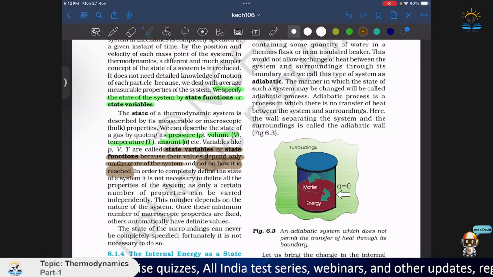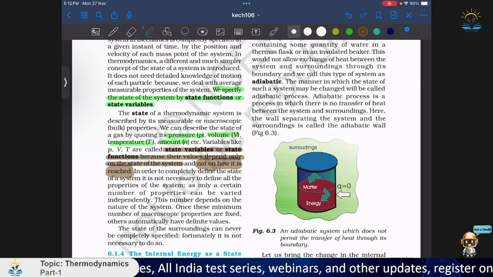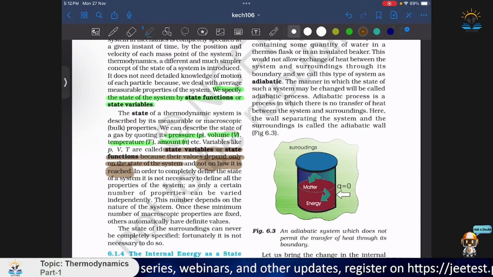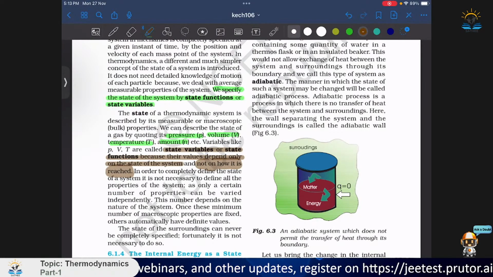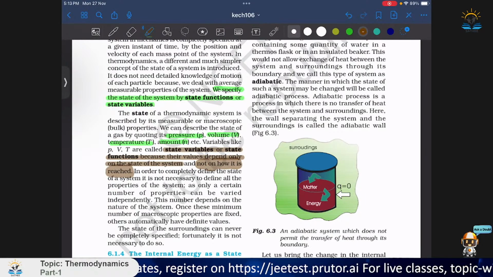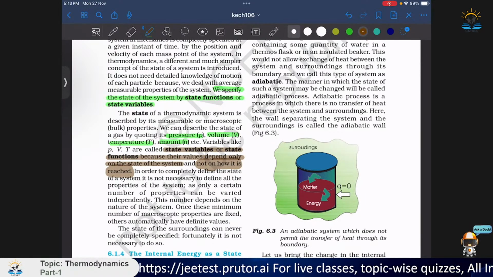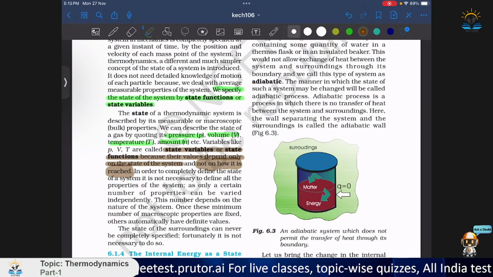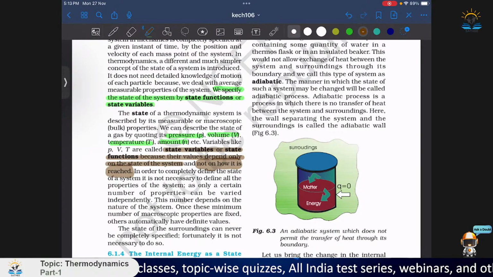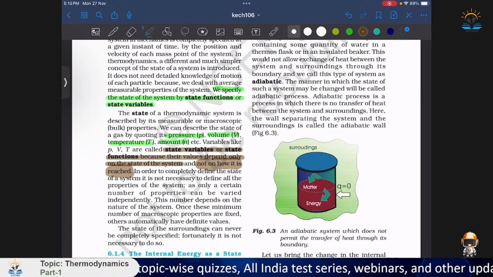State functions only depend on the initial and final state of the system. They do not depend on the path. So it is independent of how you have reached that state. You could have reached that state through any means, like taking multiple routes, but it does not depend on that. The change in pressure, change in volume, all these are relevant. They are not dependent on how you have changed the variable.